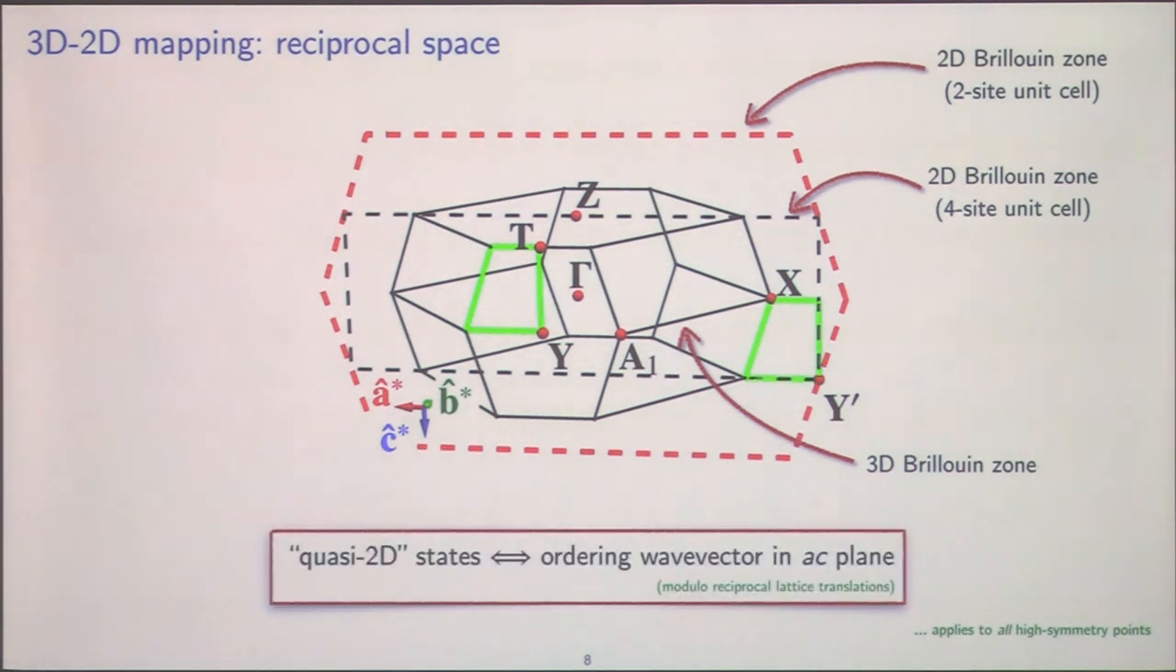So quasi-2D states are those states which have ordering wave vector in the AC plane, modulo reciprocal lattice translations. And in fact, at least for all those high symmetry points that are marked here, this happens to be the case. So whenever we have a state which has an ordering wave vector at some of these points, this is a quasi-2D state. And that's basically the reason why most of the states are quasi-2D and can be mapped to a 2D lattice. Okay, so that's the general picture. And now I'll apply this to the honeycomb system, or hyper-honeycomb system.